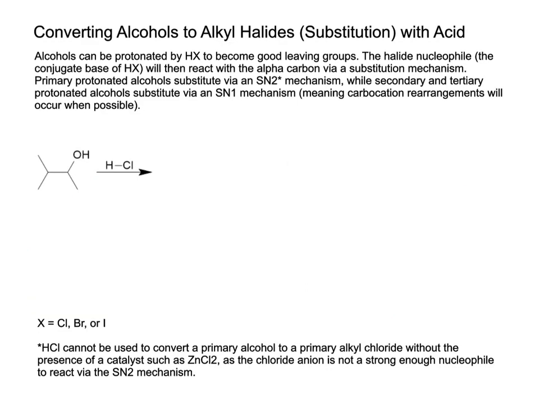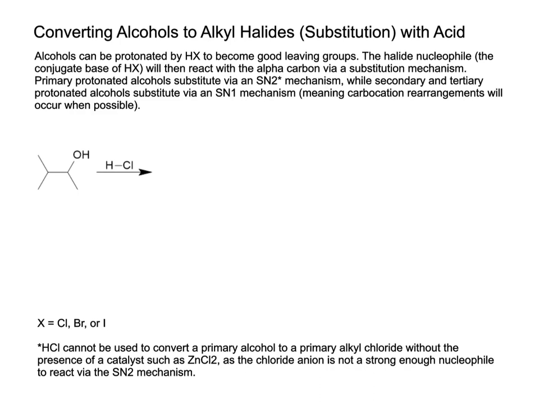The next set of reactions we're going to cover are how to convert alcohols to alkyl halides via a substitution mechanism with and without acid. Let's look at with acid first. So alcohols can be protonated by the strong acids HX, where X is chlorine, bromine, or iodine. And once we protonate them, they become good leaving groups.